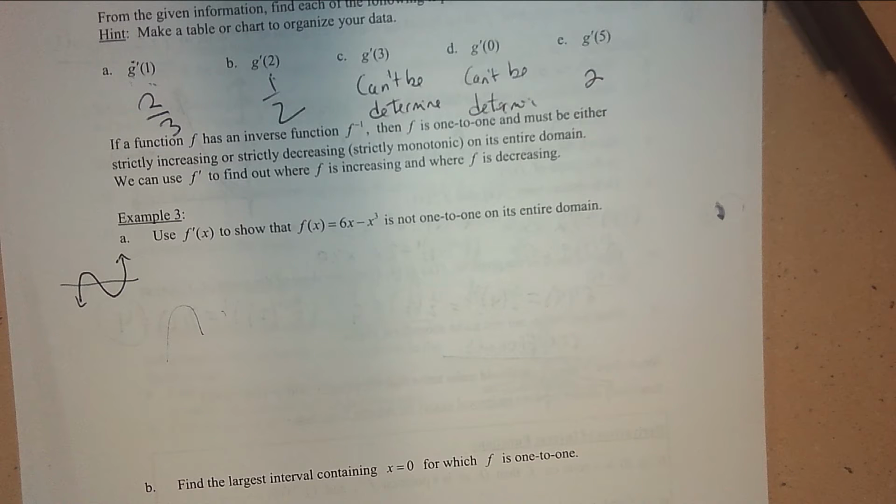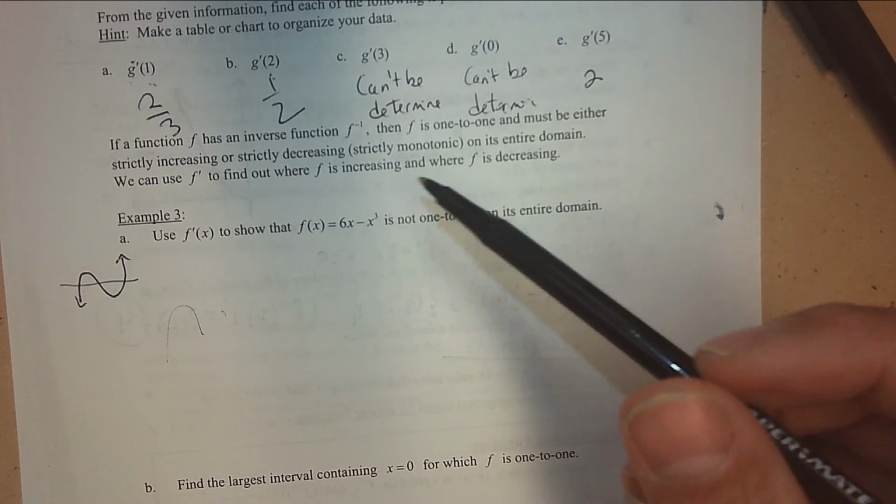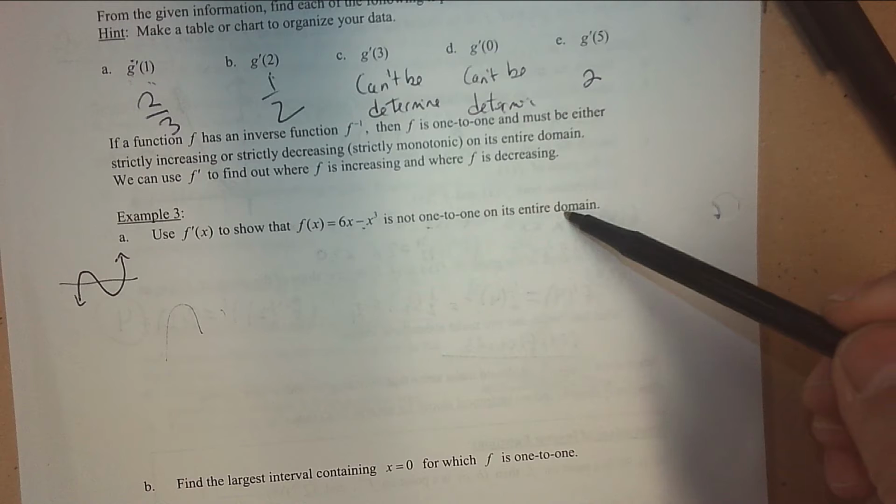It can't switch, because as soon as it switches, you can't take the inverse of it unless you do a domain restriction. Say, okay, you're only going to do the inverse from here to here, only. But you can't have sign changes for 1-to-1. All right, so it says show that that is not 1-to-1 on its entire domain.